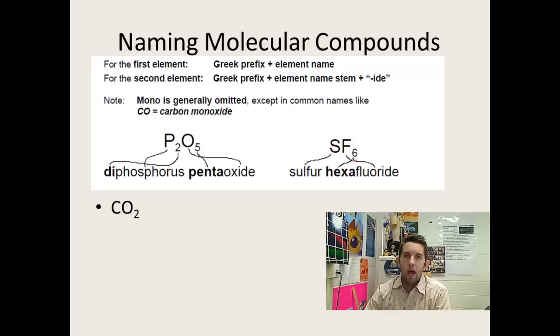Sulfur hexafluoride. There's our ide again. Hexa, meaning that there's 6 of them. There's our Greek prefix. Pretty easy.